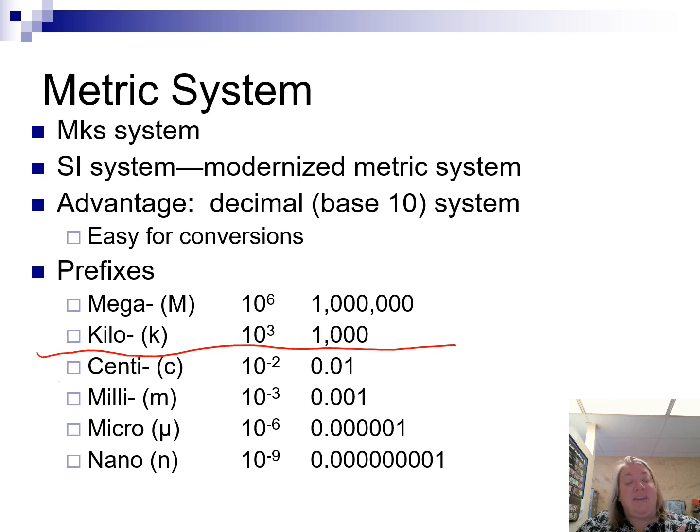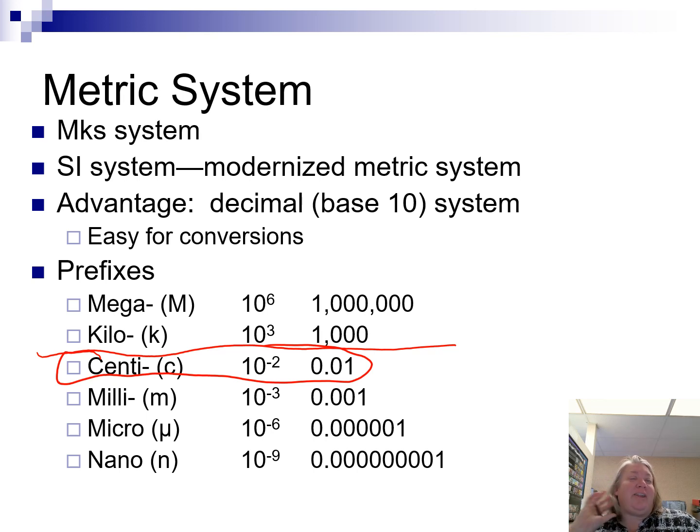Now we deal with nanometers sometimes when we talk about electrons, and when we get into the wavelength of light, we'll talk about nanometers. Now there is one exception on here. There's one that's not based on thousands, and that's centa.